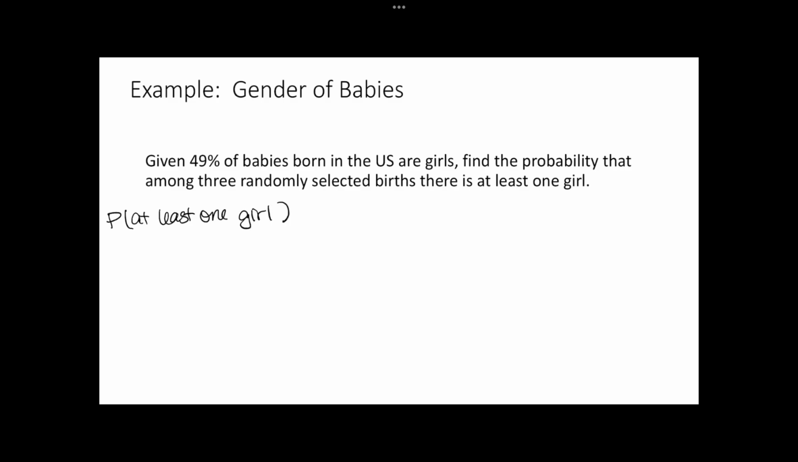At least 1 girl. Now, if I wanted to find that probability directly, I'd have to think about how many ways I could have 1 girl or 2 girls or 3 girls, and then which of the babies are the 1 girl or the 2 girls. And again, that's really complicated. So let's not think about it that way. Let's think about the complement. So the complement of at least 1 girl, so not at least 1 girl, just means no girls.